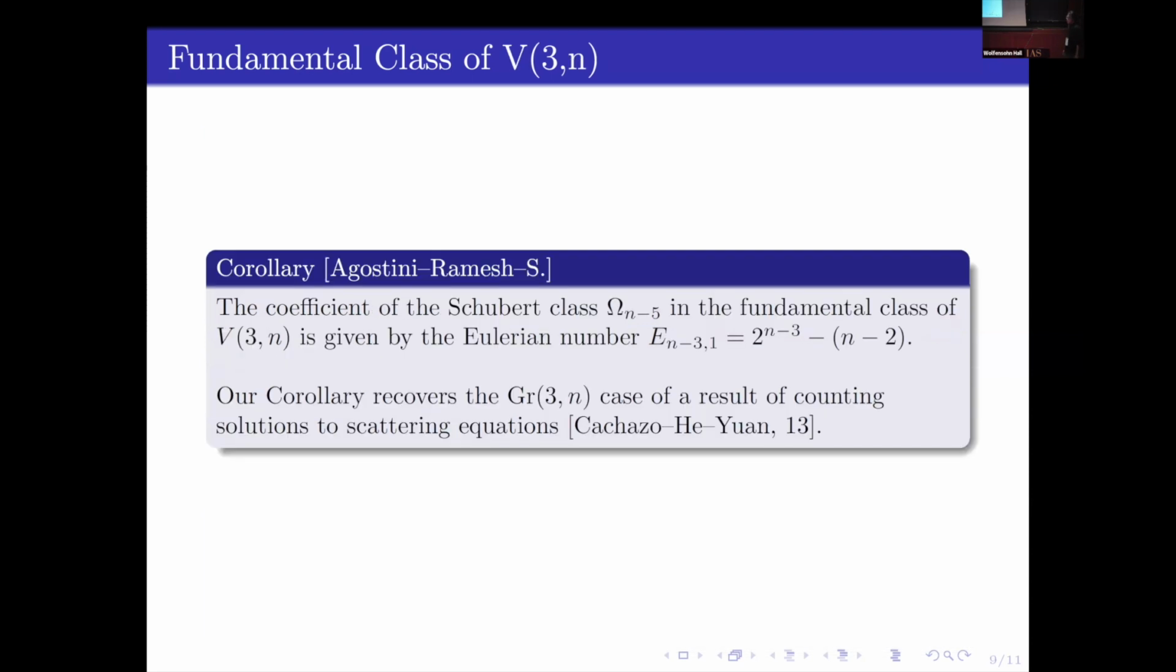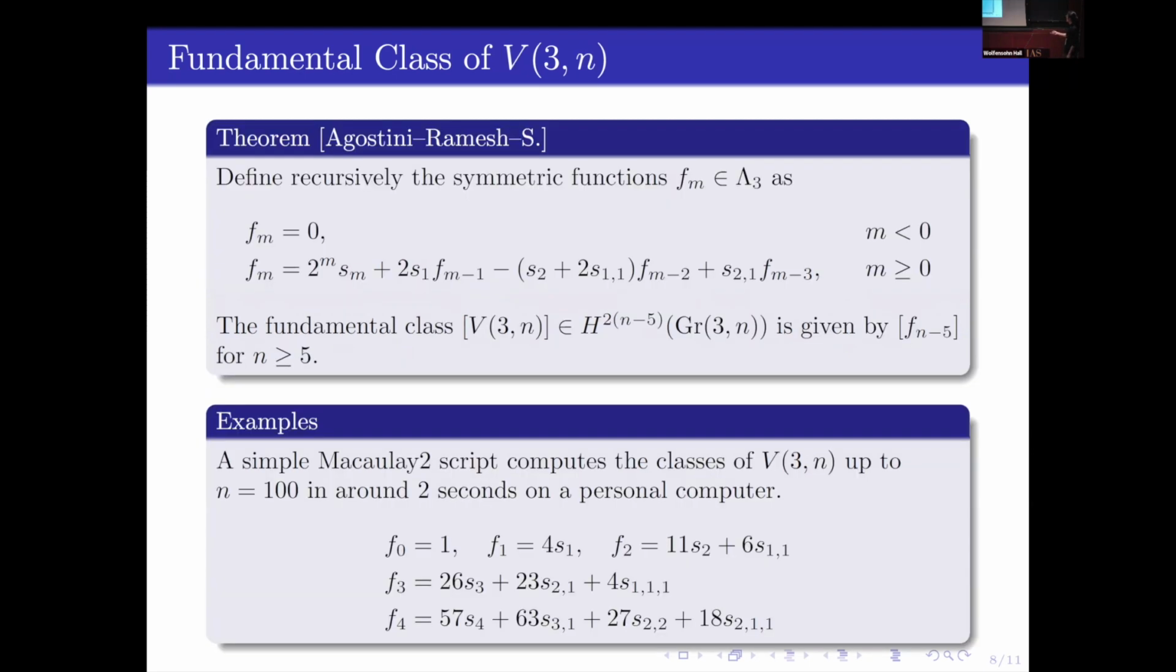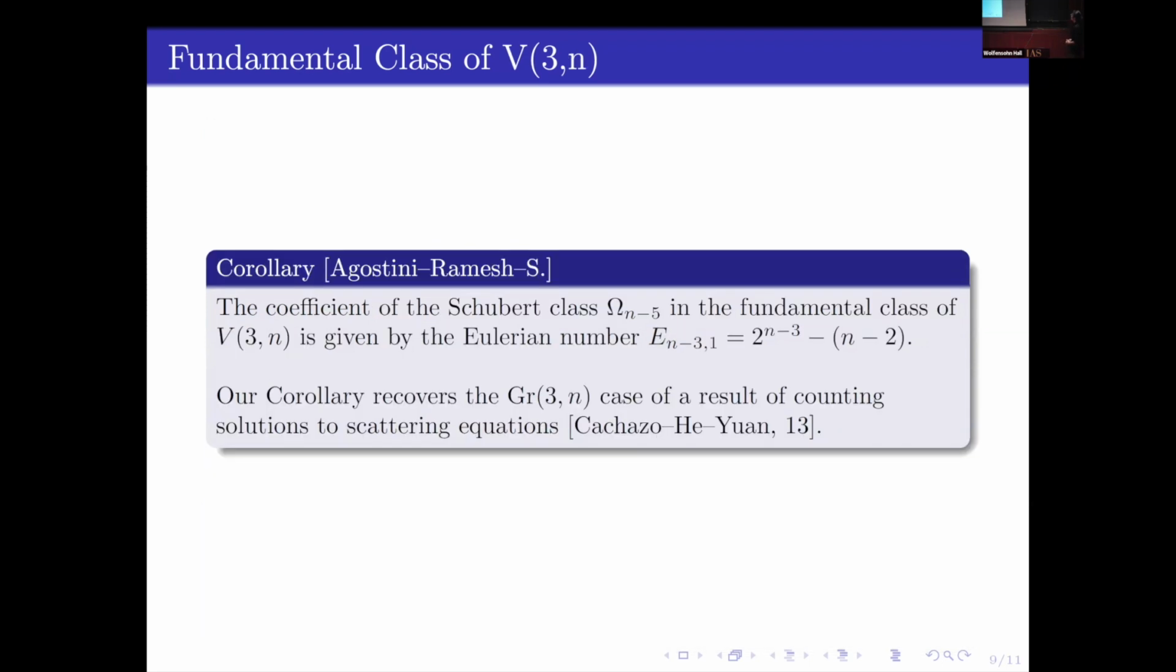And as a corollary, so here, if we look at the Schur function expansion of Fm and take the coefficient in front of Sm, the Schur function indexed by a single row, then those numbers are 1, 4, 11, 26, 57. Those happened to count the number of permutations with exactly 1 descent. So this is the corollary that I'm showing here. And this is an example of a more general phenomenon discovered by Cachazo, He, and Yuan.